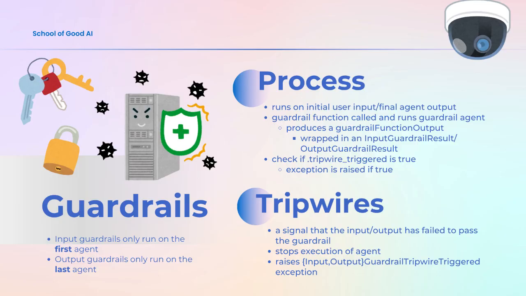They're like security guards that run on the initial user input and the final agent output, checking whether the input or output is appropriate and accurate. Keep in mind that input guardrails only run on the first agent in the workflow, and output guardrails only run on the last agent. If a guardrail fails, the SDK raises an exception, either an input guardrail tripwire triggered or output guardrail tripwire triggered, depending on the decorator you use for your guardrail function. This prevents errors or unwanted behaviors from propagating through your workflow.